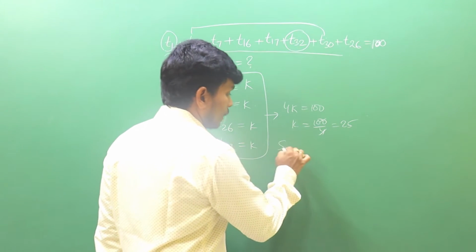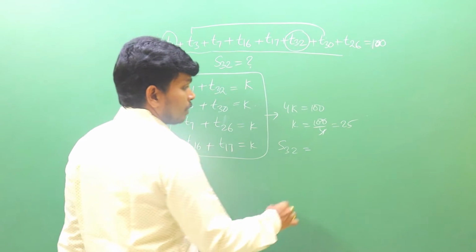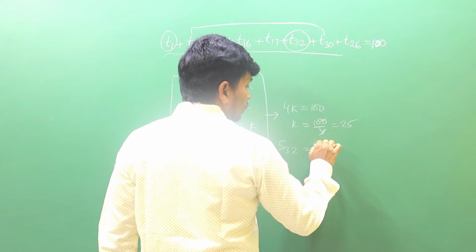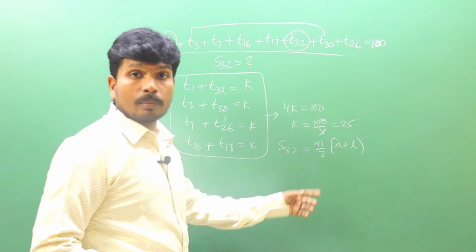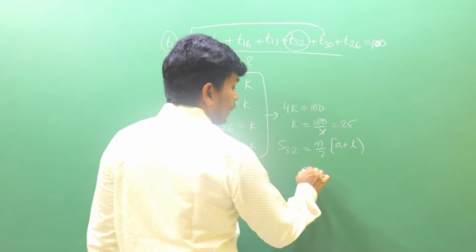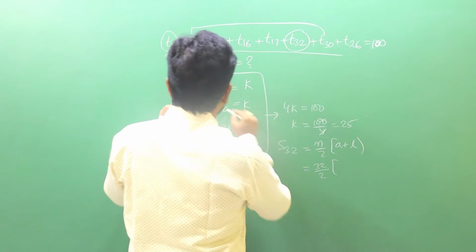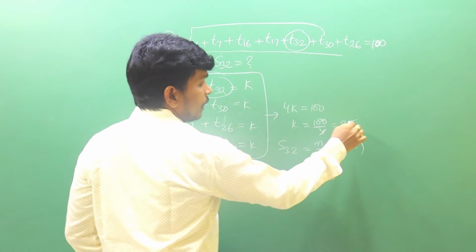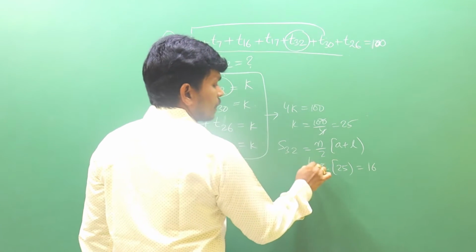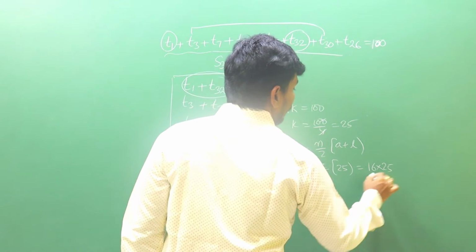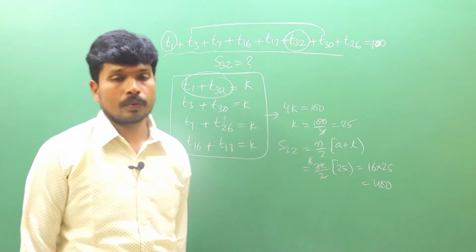We have to get S32, the sum of the 32 terms. The formula for the sum of n terms is n by 2 into a plus L. The second formula is the better formula to use here. n is 32 terms, so 32 by 2. The first and last terms' sum is k, and the k value is 25. Now 2 1s are 2, 16s are 16, 25s are 400. So the sum of the first 32 terms is equal to 400.